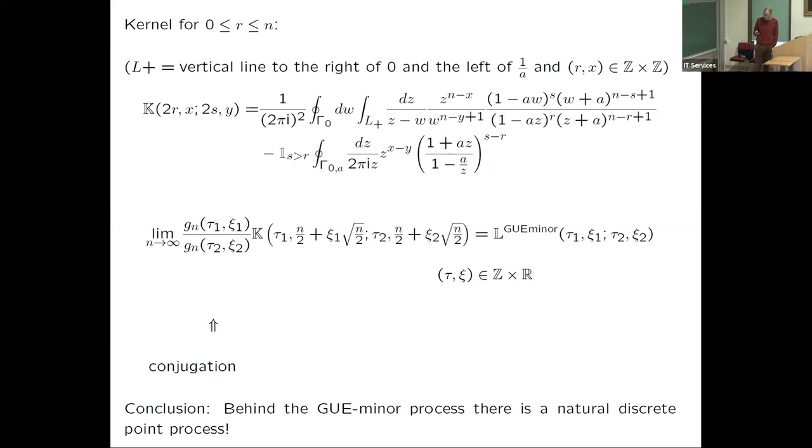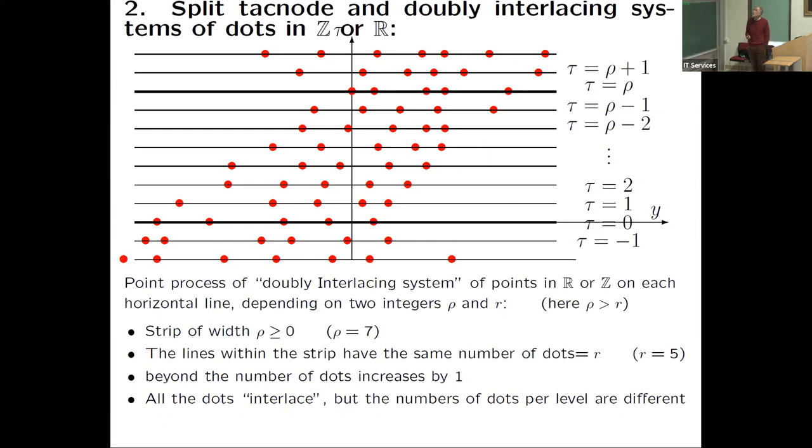And now I want to go to the actual theme of my talk, which is that I would like to look at doubly interlacing systems. First, I'd like to explain what that means. It means that you have a strip here. Okay, you have all those levels here, and you have a strip which has width rho. I call it rho, and above the boundary of that strip, this is single interlacing: here you have 5 dots, and here you have 6 dots which interlace, and you have 7 dots which interlace, etc. It goes up. And the same below: here you have 5 dots, and 6, and 7, etc.